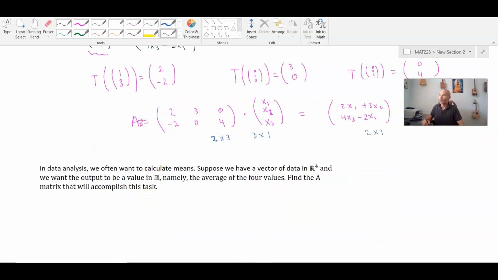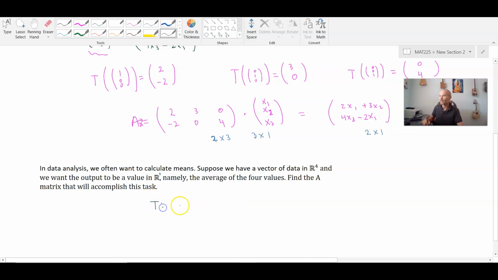So a real-world example where we might see transformations is in data analysis. We often want to calculate things like means about a data set. So suppose we have a vector of data in 4 dimensions. Now, a lot of times our data is going to be many, many dimensions beyond 4, but we don't really have the capacity to write that all out. And we want the output to be a value in R. Okay, that's R1. So we're going to take something that's in 4 dimensions and output something that is in 1 dimension. Sometimes you can say R1, but usually just saying R is fine. Namely, the average of the 4 values. Find the A matrix that will accomplish this task.